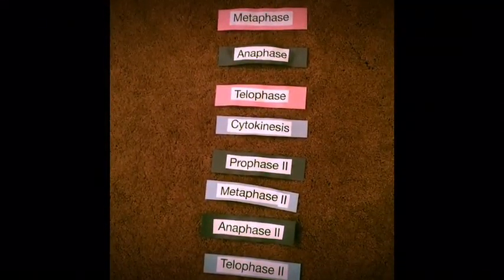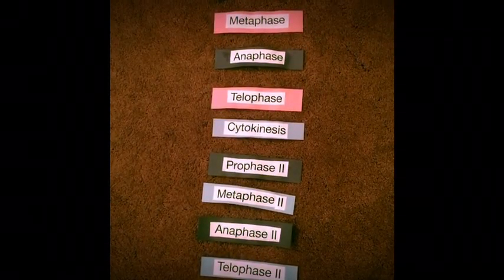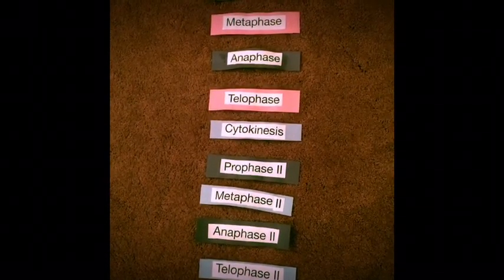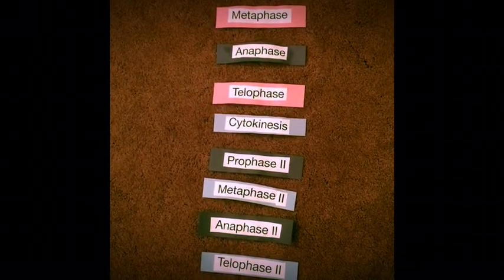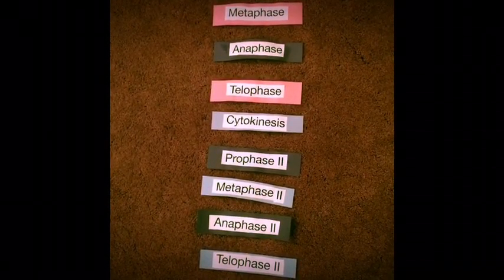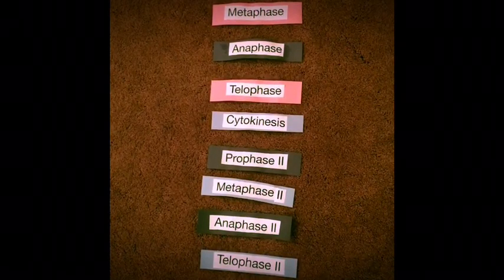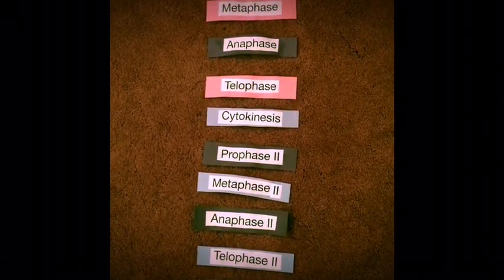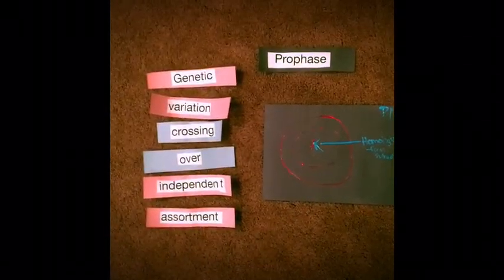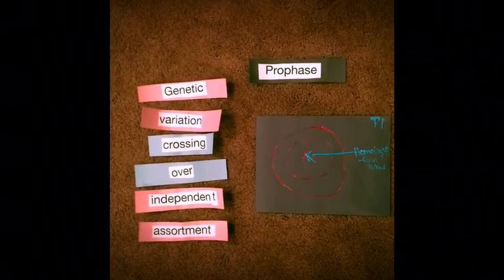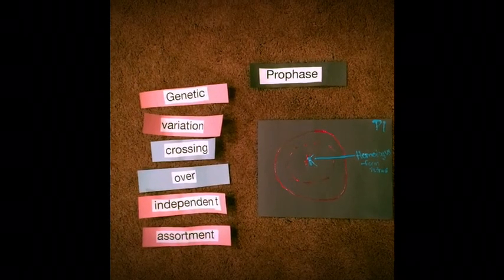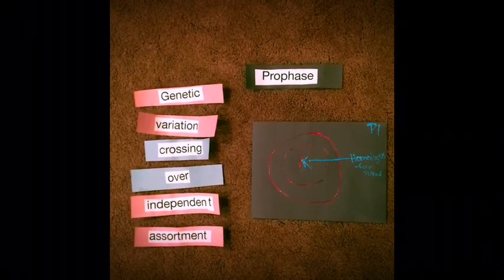In meiosis, the cell divides twice, but its DNA is only replicated once. There's prophase, metaphase, anaphase, telophase, cytokinesis, prophase 2, metaphase 2, anaphase 2, telophase 2, and cytokinesis. In meiosis, genetic variation can occur. Crossing over and independent assortment are the 2 ways.